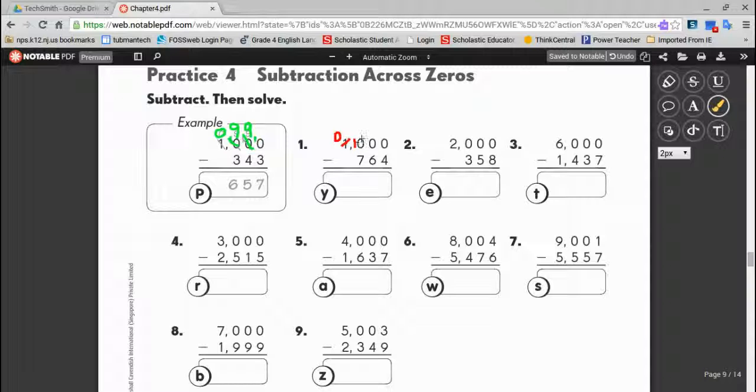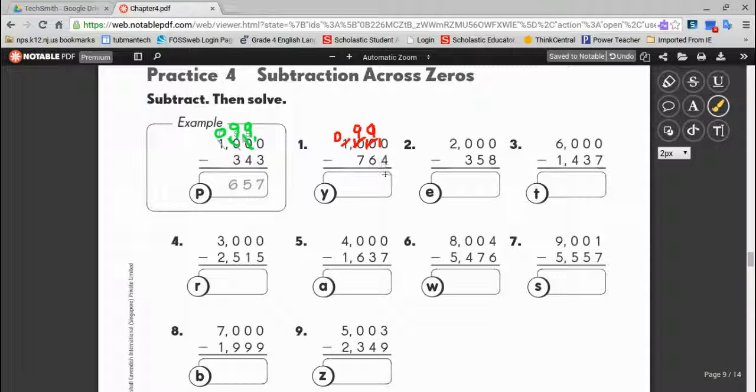Now I want to regroup from my 10 hundreds, so take 100 away, gives me 9 hundreds, and I regroup that to 10 tens. Take one of the tens away, gives me 9 tens, and gives you 10 ones. Alright, so now we can subtract.